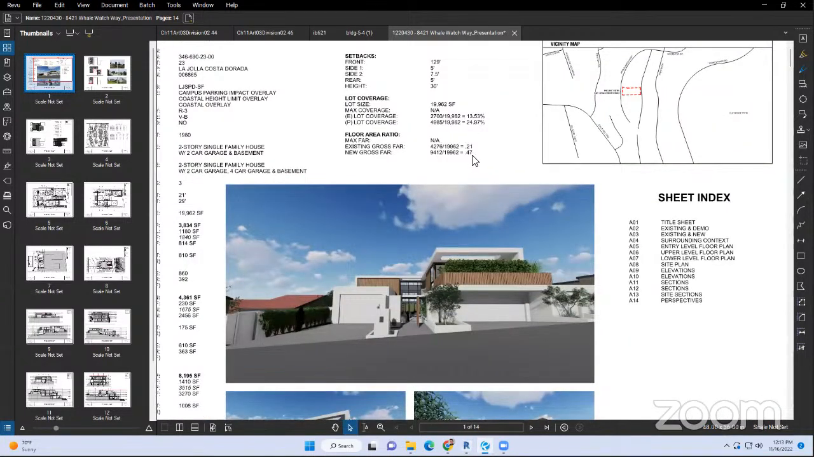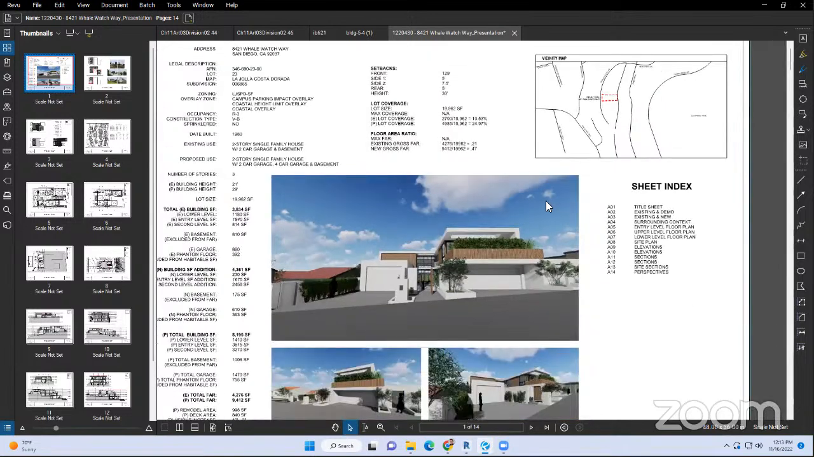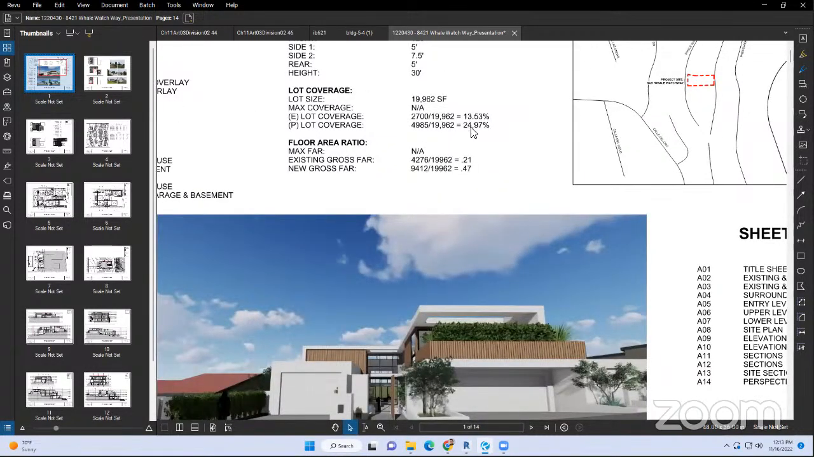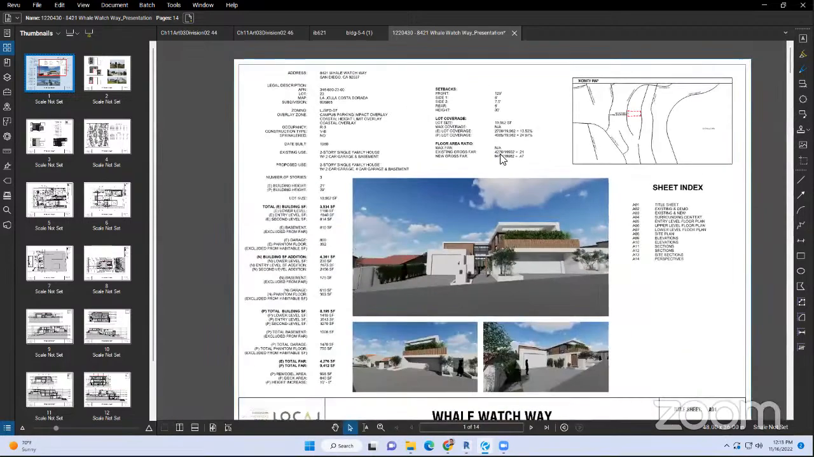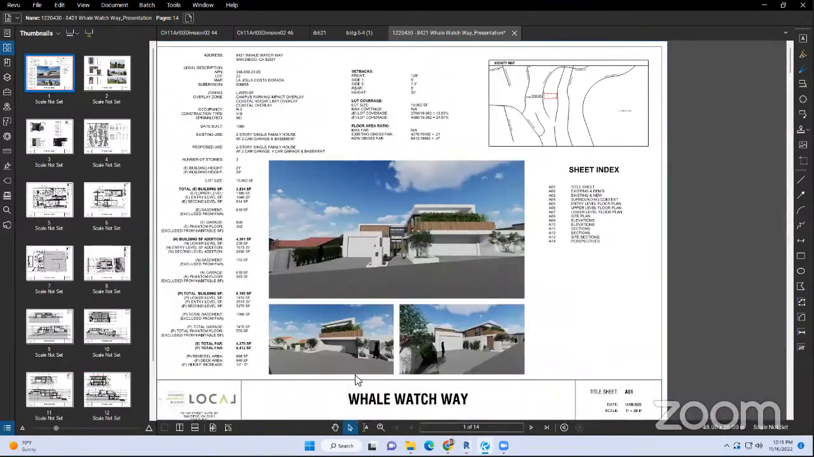We are at 60. Actually, while we were listening to those other presentations, the landscape, we're actually at 61%, so we're double what is required for landscape on the property, and that's not including any planters. That's just including what is left over on the site. And lot coverage, we do go to about 25% from 14, which again we feel is very reasonable. And then again, that's the FAR.